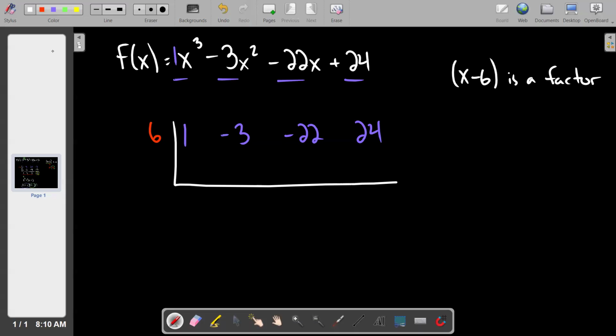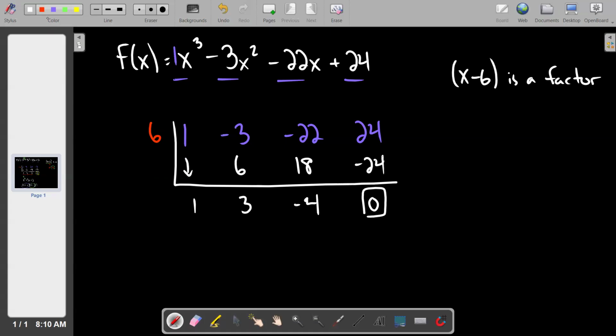And again, I don't consider it presumptuous at this point for you to put your foot down and say, unless someone's lying to me, then this should work. So we're going to go through the process, drop the 1. 6 times 1 is 6. What's -3 plus 6? What's 6 times 3? What's -22 plus 18? -4. And then what's 6 times -4? And there's the 0. So if the information you receive is true, then you can expect that 0.